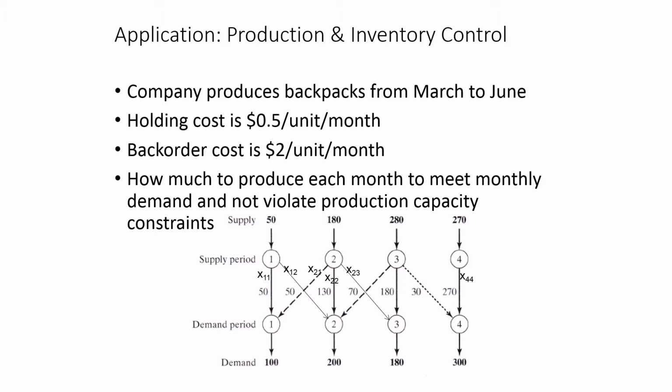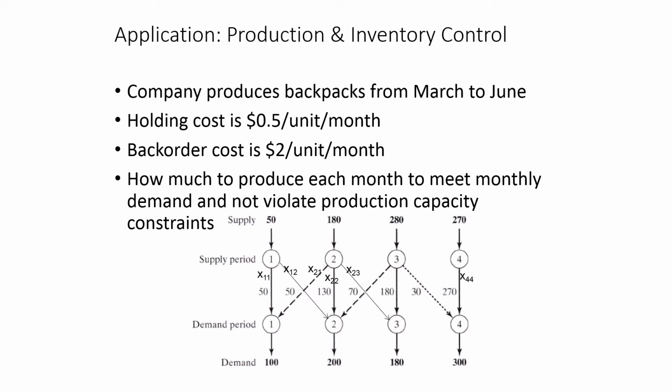So if they hold it for 2 months, that means they incur twice that amount, which is $1, and so on. And there's also a back order cost, which means that they can sell an item now and produce it later. For example, if you sell an item to satisfy the demand in month 1, but you produce it in month 2 or 3, then this is called back order. And there is a $2 cost per unit per month for each month back ordered. So for each item produced next month and sold this month, there's a $2 cost.